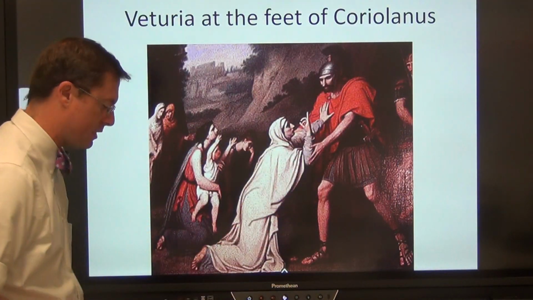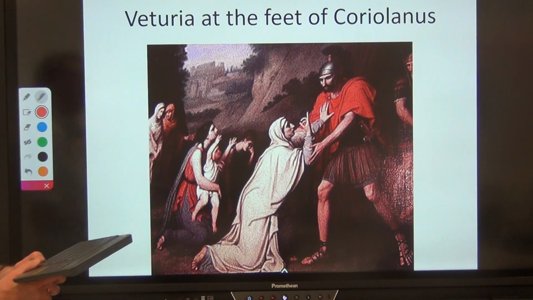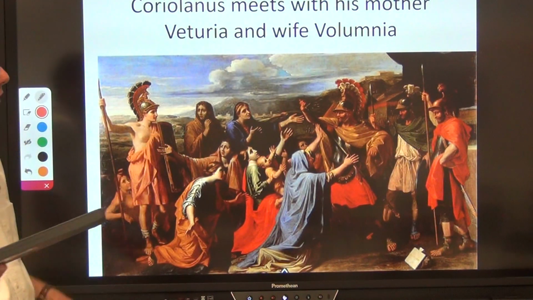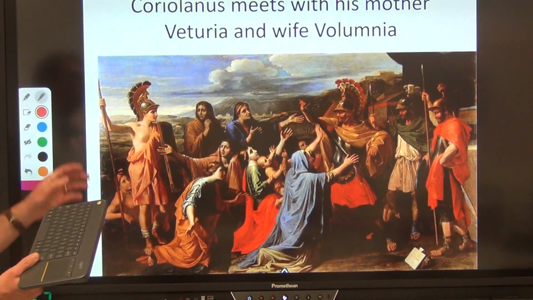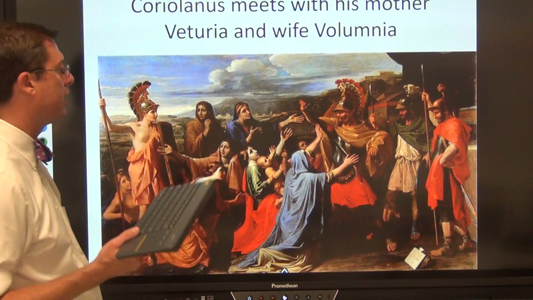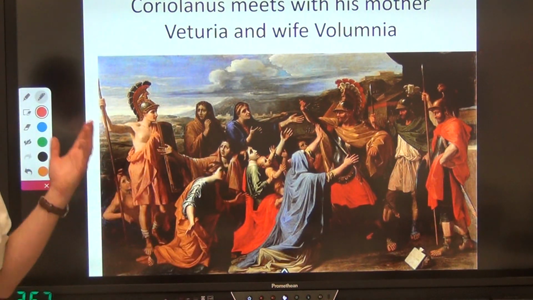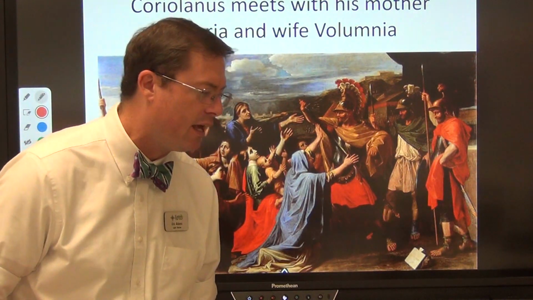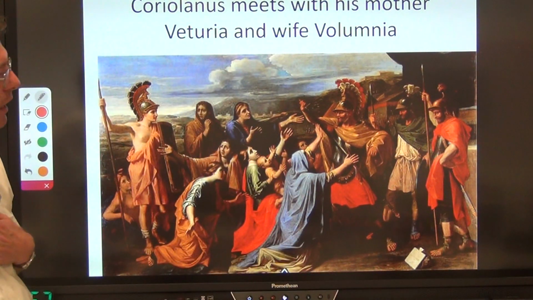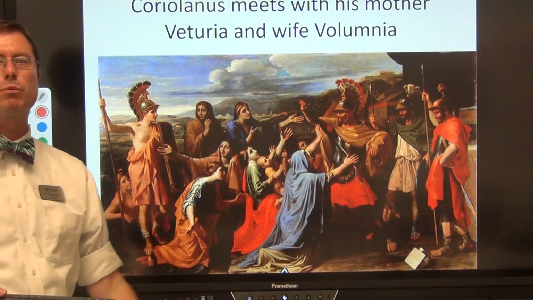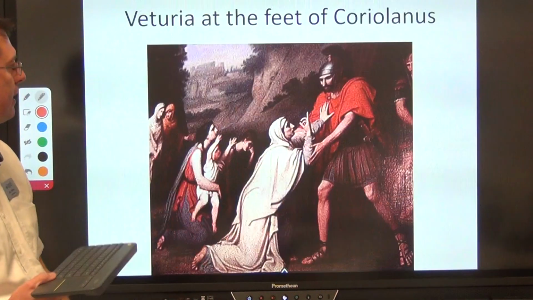As he is approaching the city, he is going to be approached by two women by themselves. Their names are Veturia, his mama, and Volumnia, his wife. After a private conversation in which nobody knows exactly what is said, he returns to the army that he is leading, he turns them around, and he leaves from Rome. It is these two women that save the day.